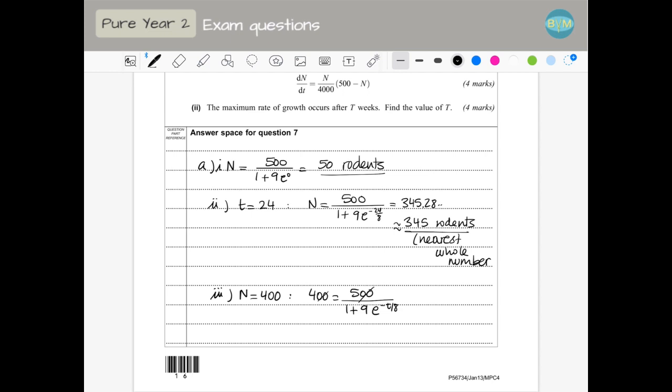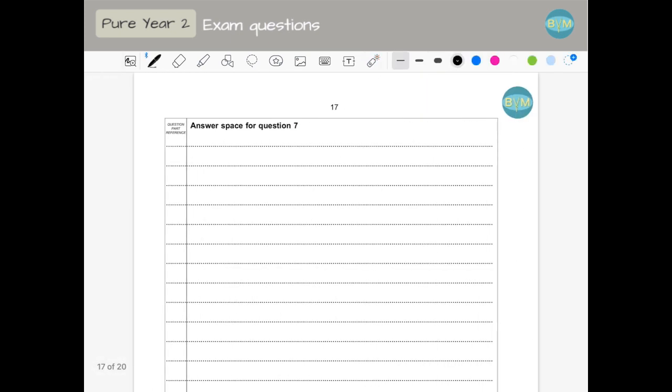We can simplify a bit: we multiply and we divide by 4. So we have 1 plus 9e to the power of minus t over 8 is going to be 5 quarters. I subtract 1, so 9e to the power of minus t over 8 is 5 quarters minus 1, which is 1 quarter, which means that e to the power of minus t over 8 is 1 quarter divided by 9, which is 1 over 36. And now I can take logs. I'm going to take ln, so ln of e to the power of minus t over 8 is going to be ln of 1 over 36.